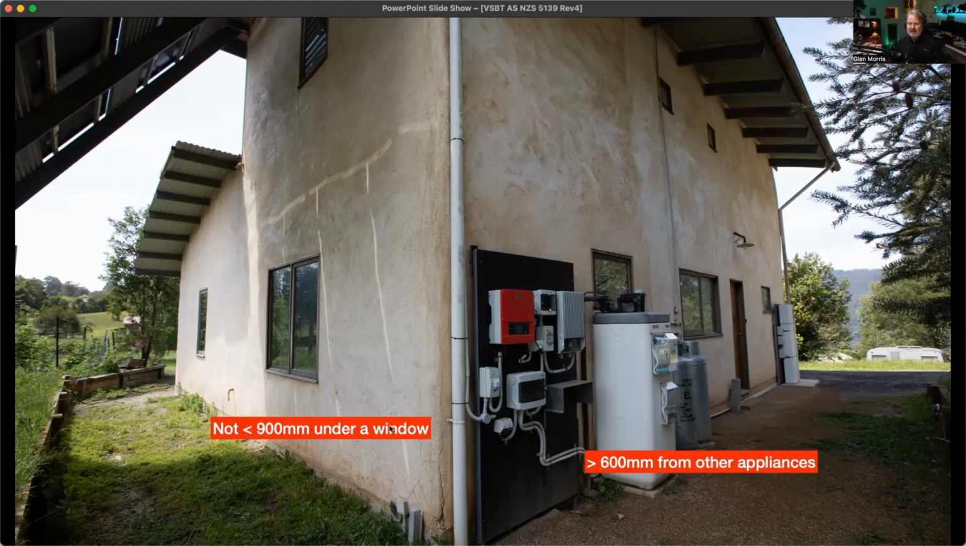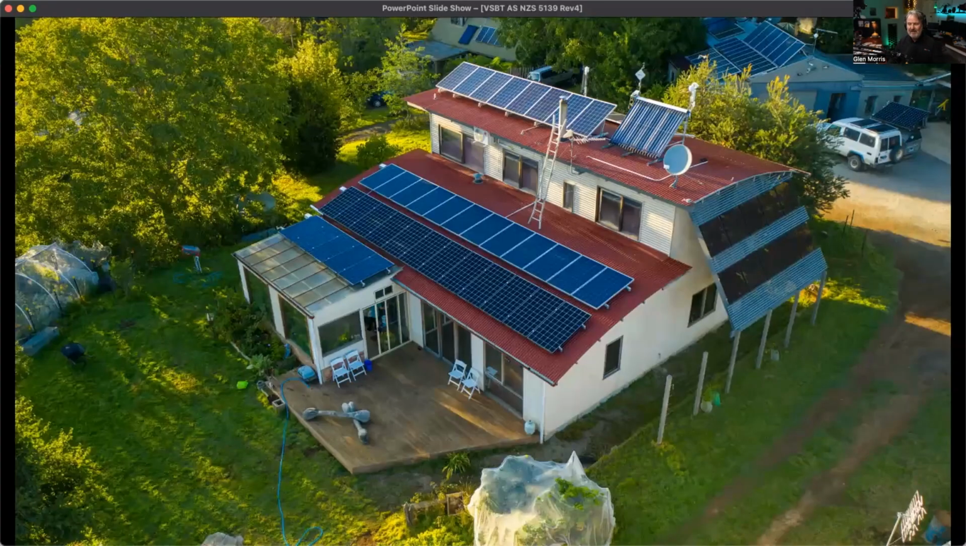I can't put a battery system here, but I could put one down here. There's a lot of empty wall space. I can be easily 600 mils from each of those windows. There's nothing above, but now I'm on the western side in full sun. And so I check with the manufacturer and it says, do not install in full sun. So I can't do that either.